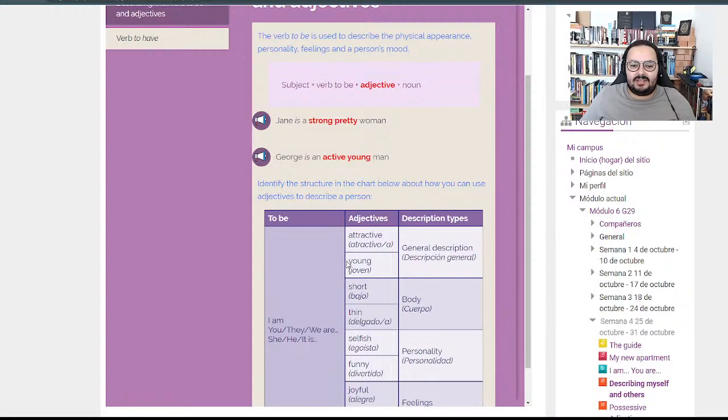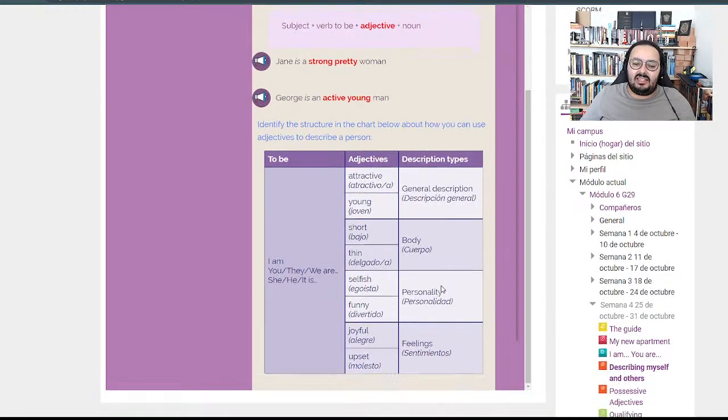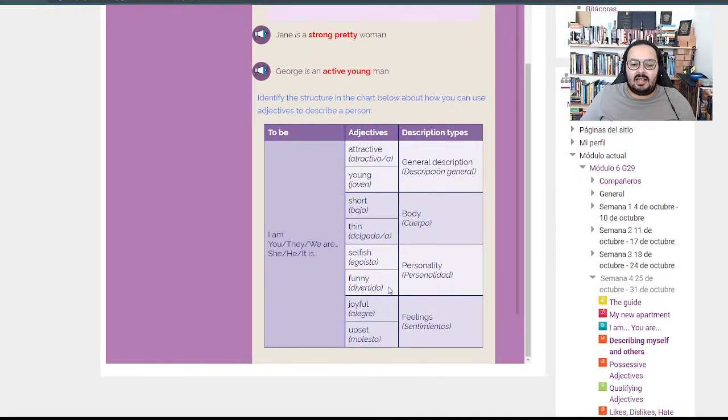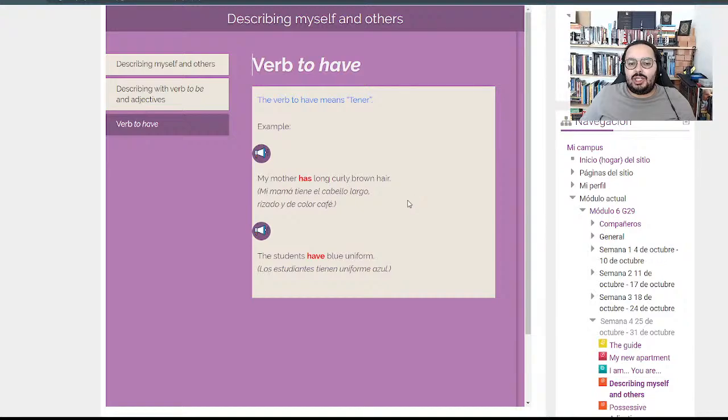Okay, and then we have adjectives to talk about general descriptions, for example, attractive, young; to talk about the body shape, short, thin; to talk about the personality, selfish, funny; and to talk about the feelings, joyful and upset. And we can use the verb to have in order to say that something belongs to us, that we have something in our body, for example. And here we have some examples.